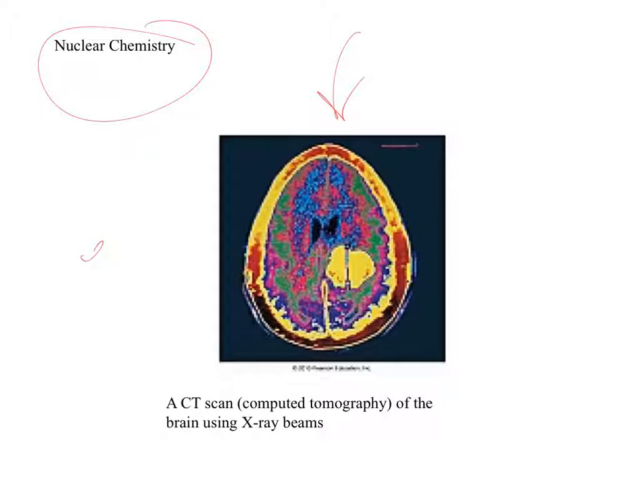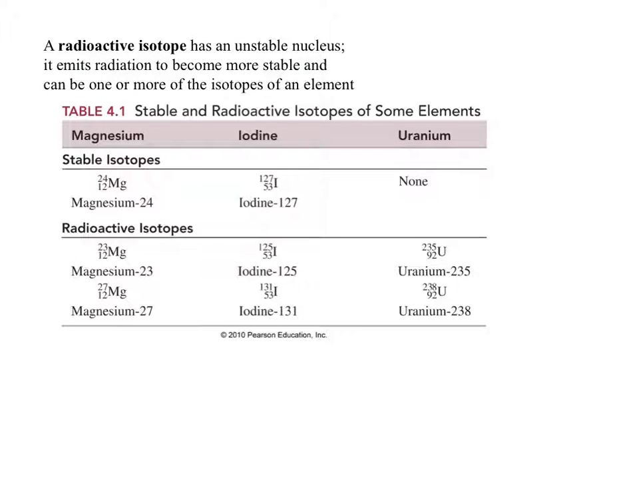And this is basically a map of the brain. I'm not a doctor, so I'm not going to analyze it, but what we're going to talk about in this section dealing with nuclear chemistry is what allows us to view these types of images, and that is X-ray beams. X-rays are a form of, do you know, radiation. Okay, so to be able to talk about radiation, we have to understand what's happening. Where does this radiation come from? And that is, right here, a radioactive isotope.